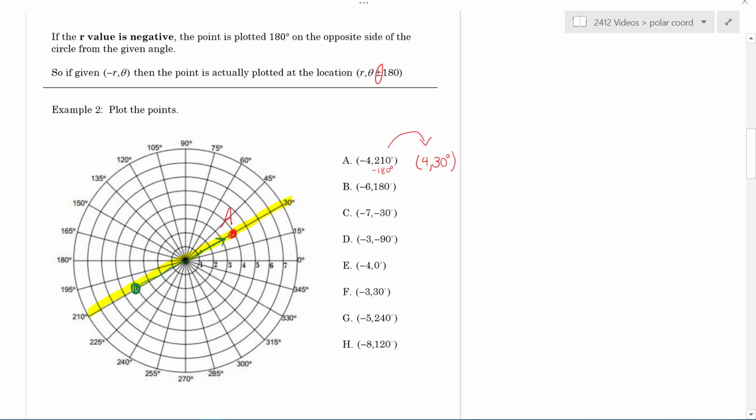I would have to go backwards along that straight line to actually plot the point. All right, so the point is not plotted at 210 on circle 4. Because the r value is negative, you need to change your angle first, convert your r value to be positive, and then plot the point there. So it is not plotted here at that green dot. It is only plotted at one location, and that is actually the location of point A, that red dot right there. Okay, so it's a little different. If your r value is negative, things get a little weird.